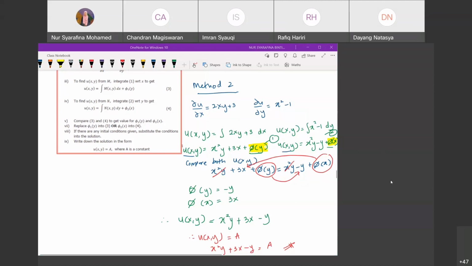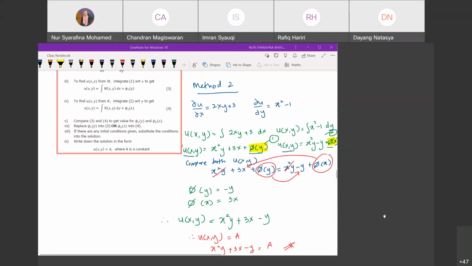Yes, doctor. Okay, good. So that is how we find the solution for an exact equation. Right. Okay, so let's take a look at the notes. We have example 1, solution by method 1. We have example 2, try to solve by using method 2. So we have done both.